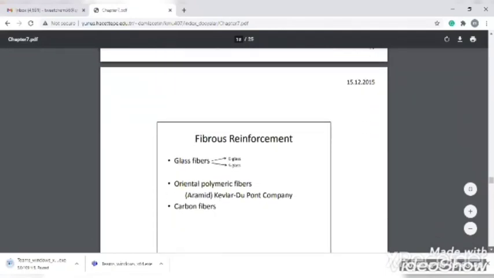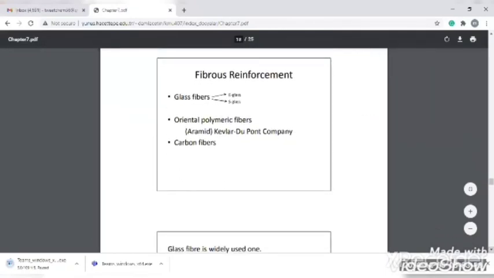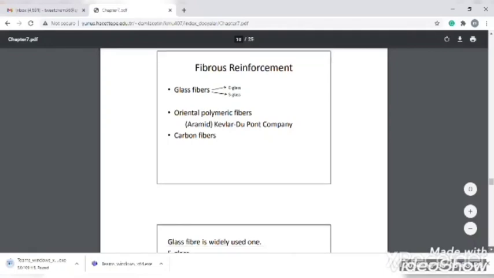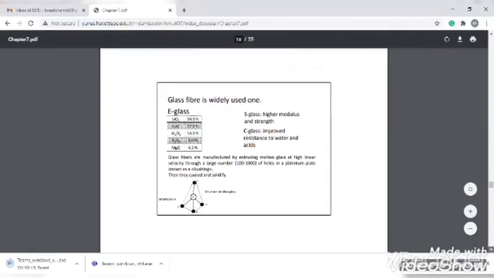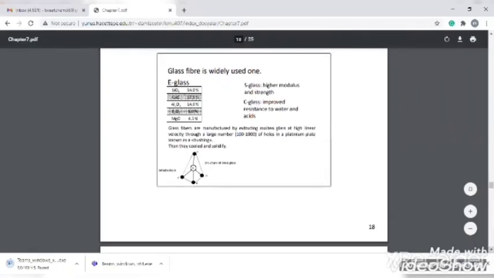What is the fibrous reinforcement? Glass fibers are E class and S class. Oriented polymeric fibers are Aramid, Kevlar from DuPont company, and the carbon fibers. What is the glass fiber? It is widely used in E class: silicon oxide, calcium oxide, aluminium oxide, boron oxide, magnesium oxide.